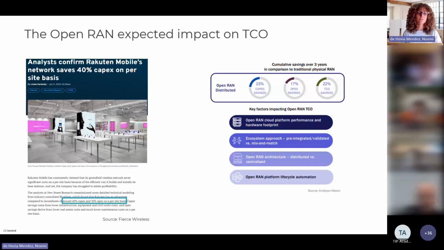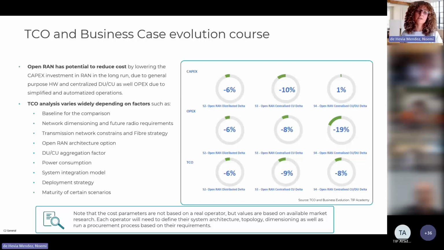Similar conclusions are achieved in the TCO and business case evolution course from TIP Academy. Open RAN has potential to reduce costs in both CapEx and OpEx, but it depends on many factors. In our TCO example, we can see that Open RAN brings savings in all these scenarios.